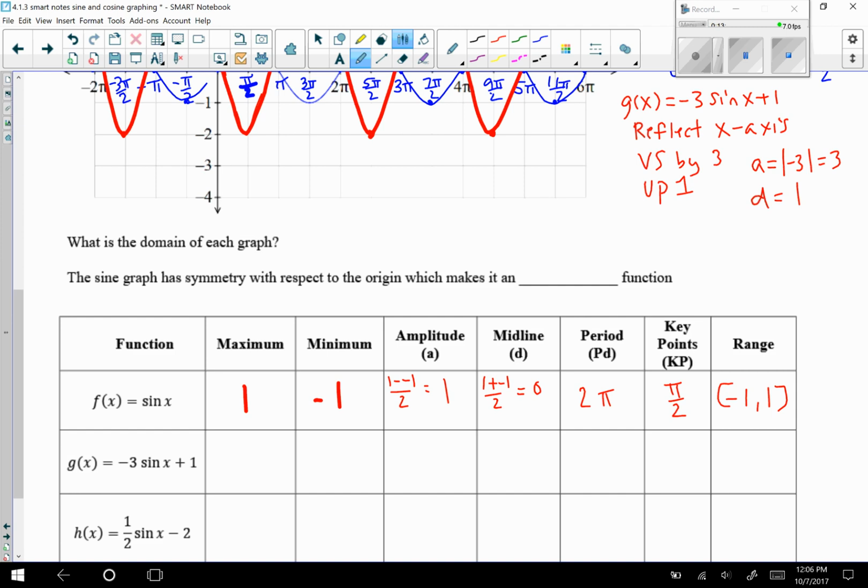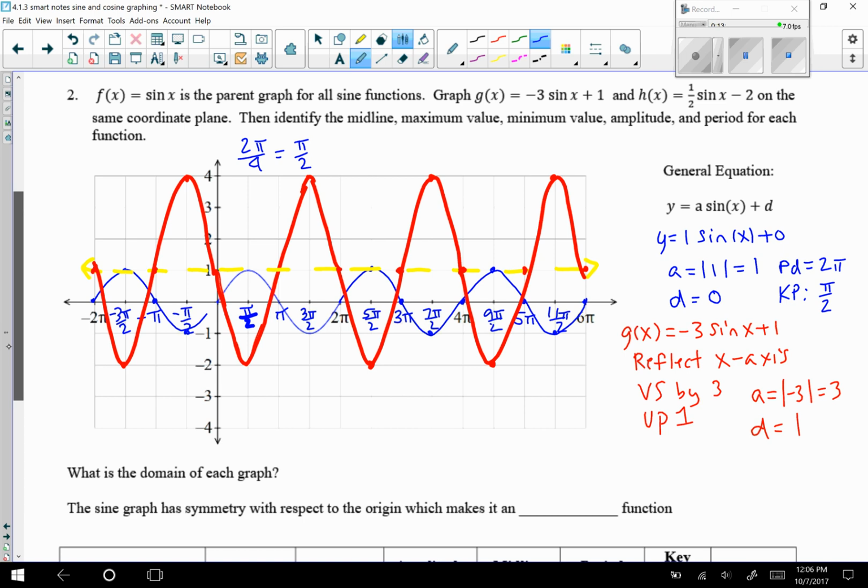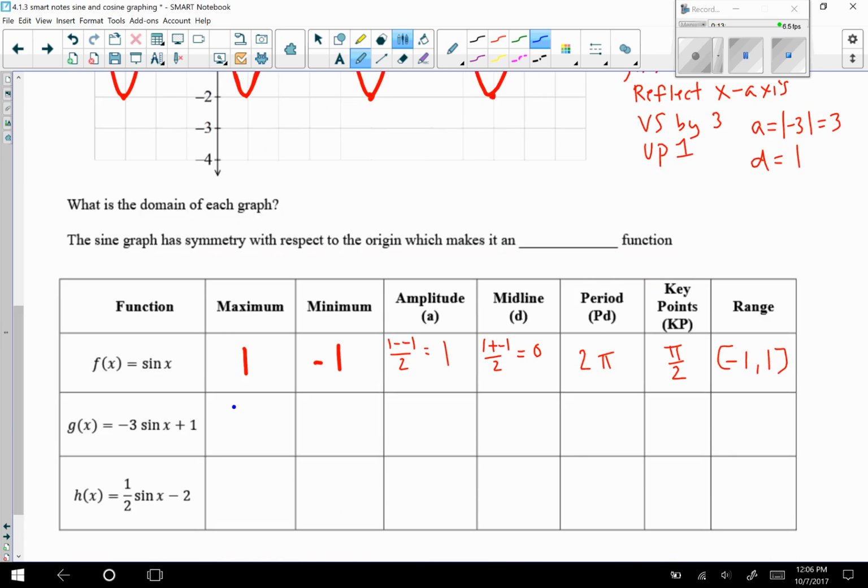So then for our new graph that we just did, we can see that on our graph, the maximum's at 4, the minimum's at -2. So we have 4, -2. We said the amplitude was right here, so the absolute value of that is 3. Or we can, of course, use our maximum and our minimum. So maximum minus minimum, 4 minus -2 is 6, divided by 2 is 3.